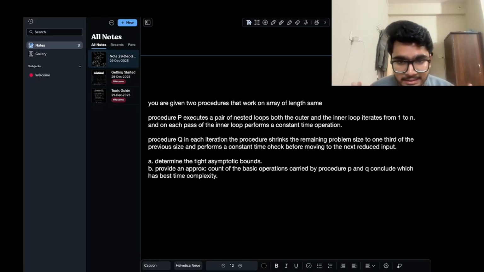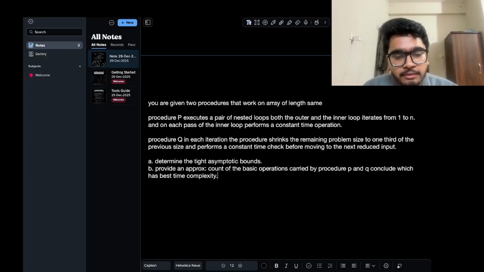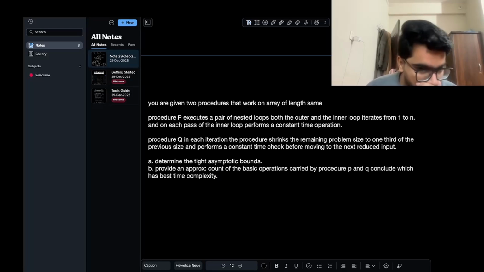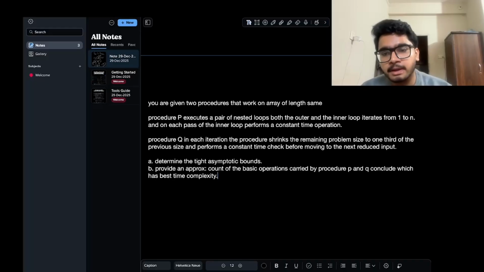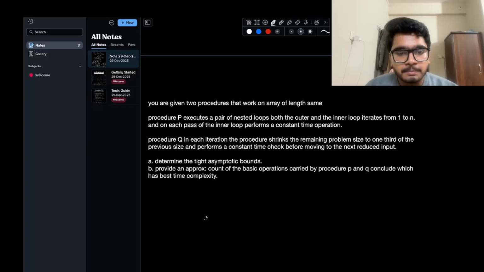Now, what the problem is asking is, firstly we have to determine the tight asymptotic bounds, and after that we have to provide an approximate count of the basic operations carried out by procedures P and Q, and conclude the time complexity. The purpose behind choosing this question was to explain all the asymptotic bounds within this one question.